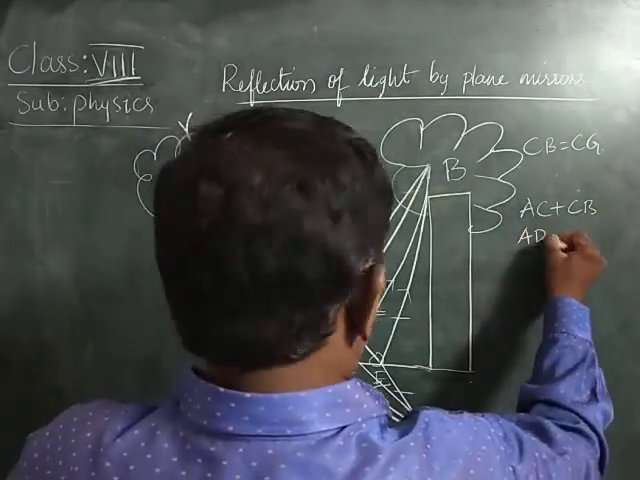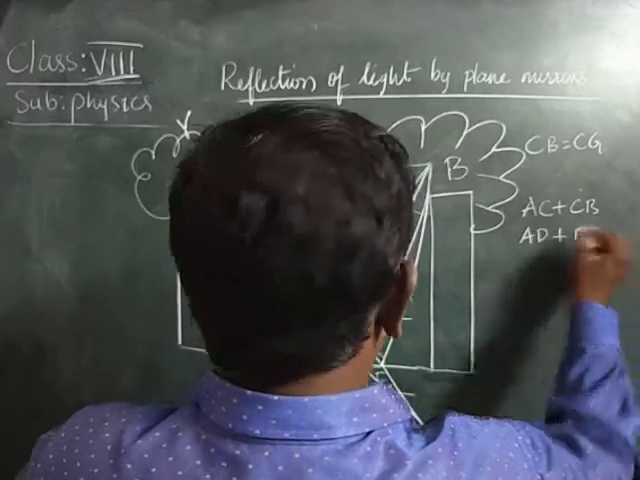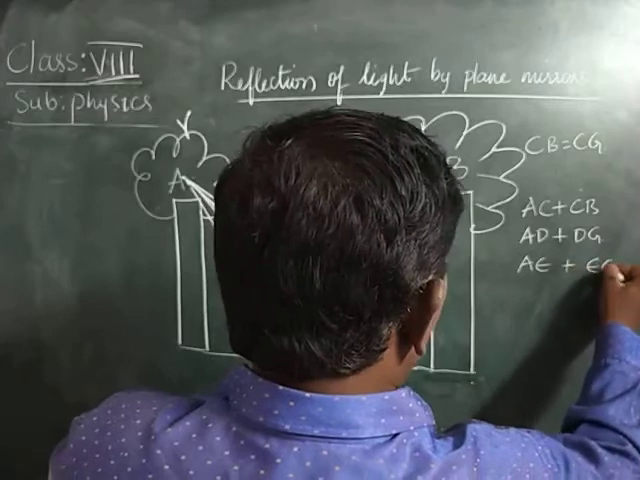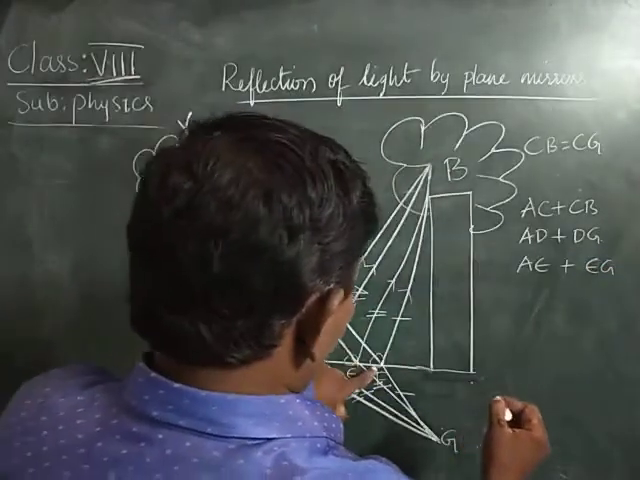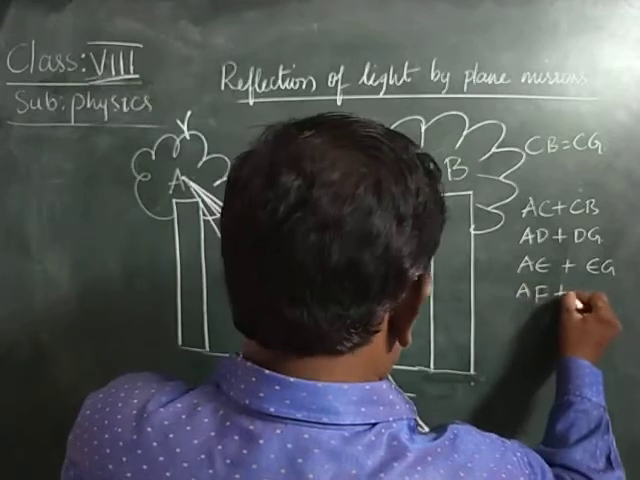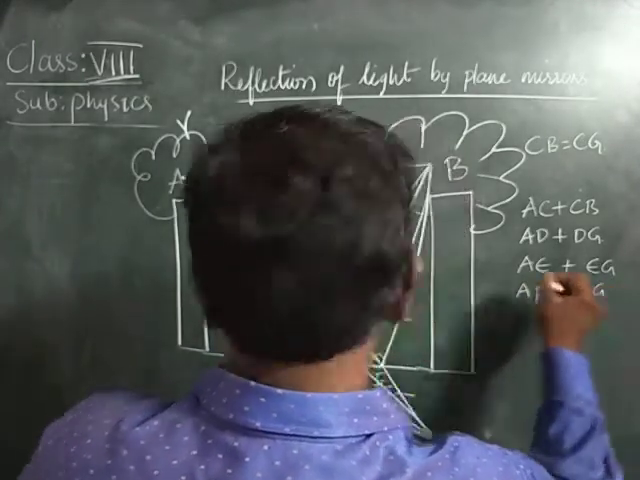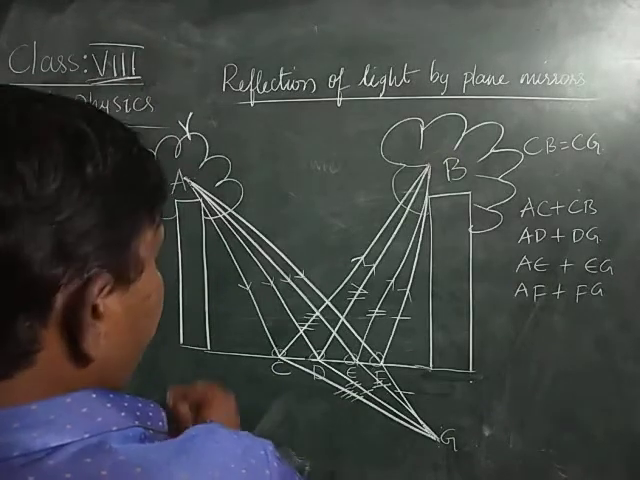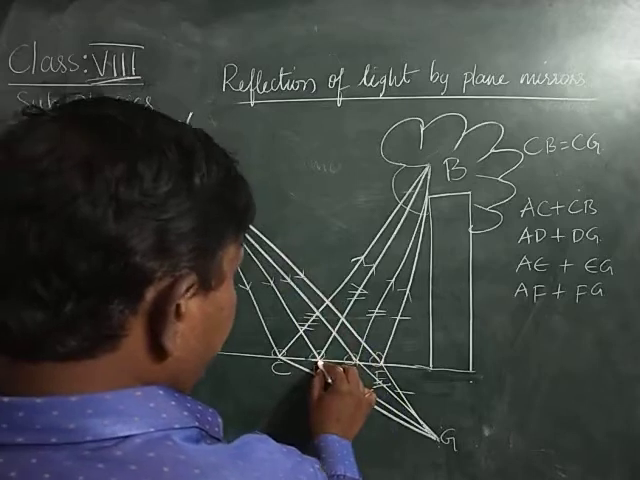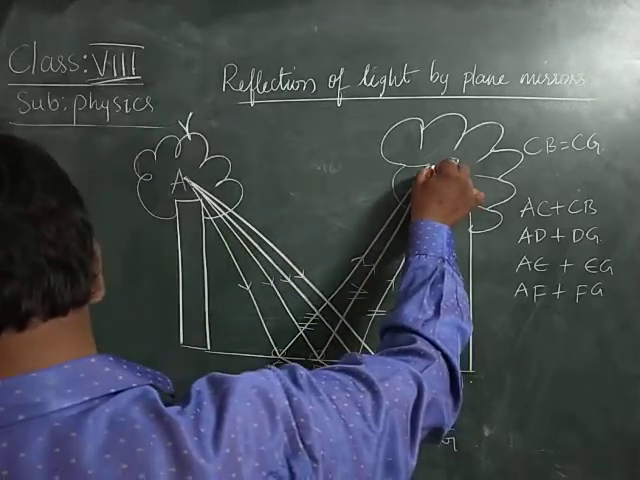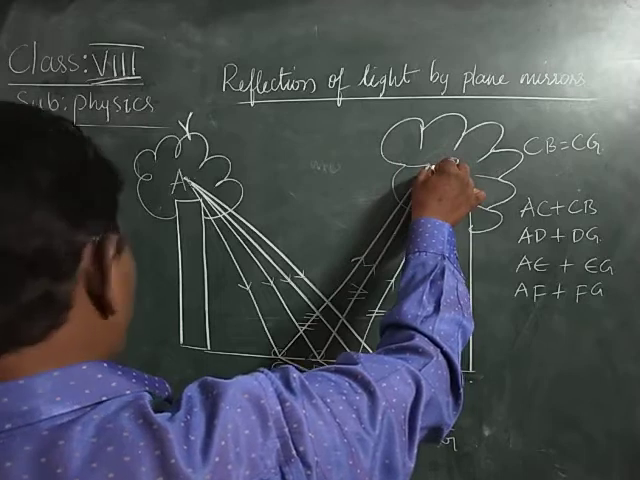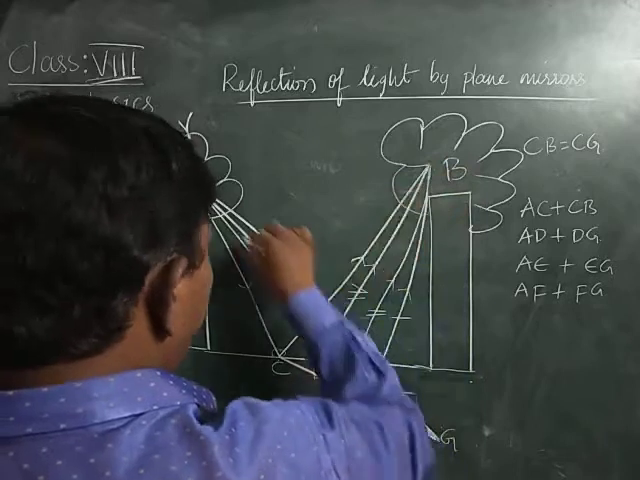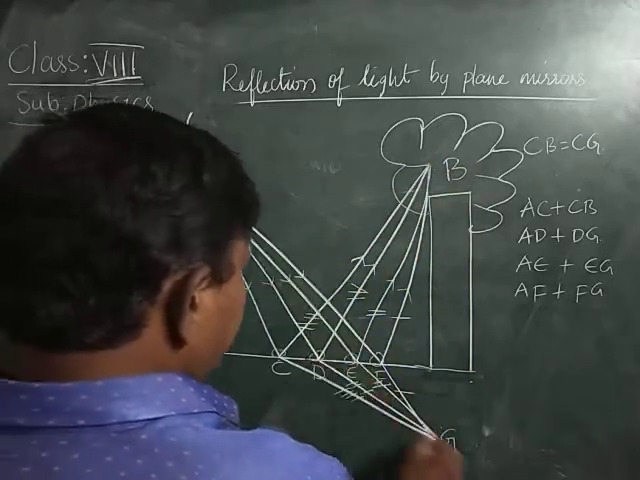This is equal to AD plus DG. This is equal to AE plus EG, and this is equal to AF plus FG in all these cases. And the length of the path ADB is equal to the length of the path ADG.